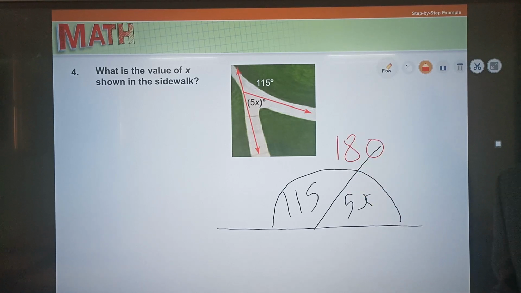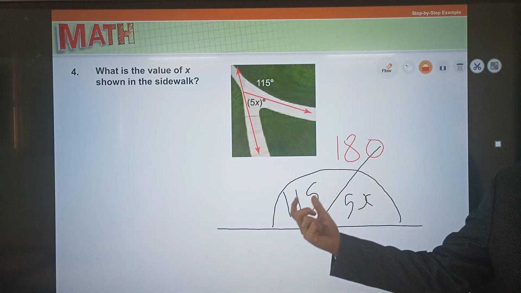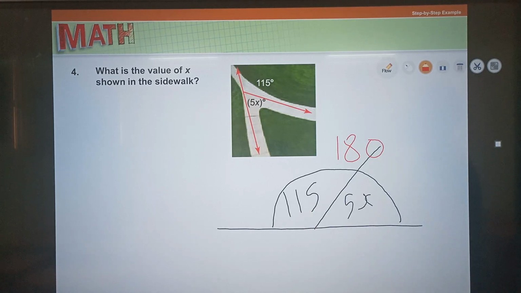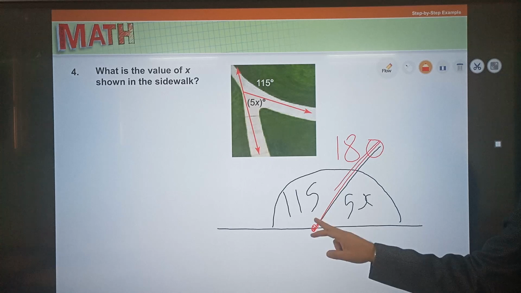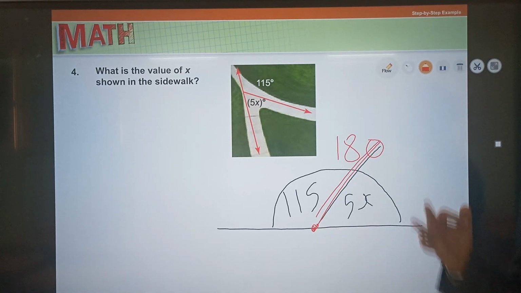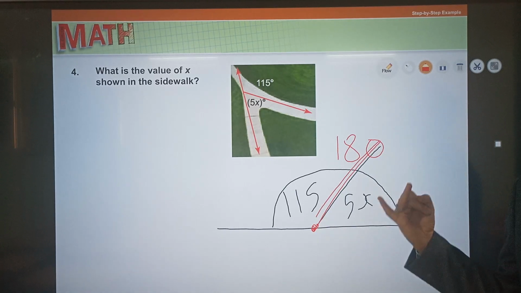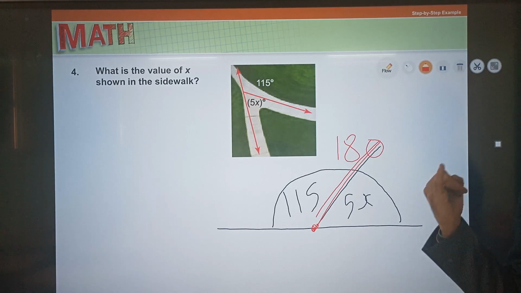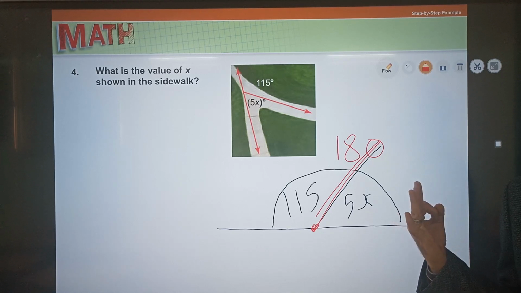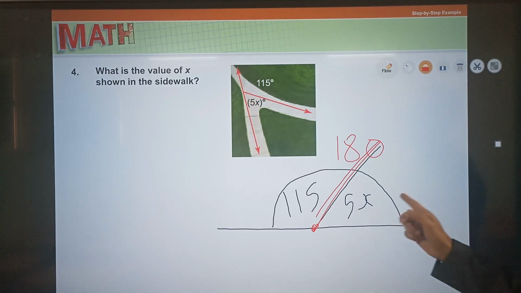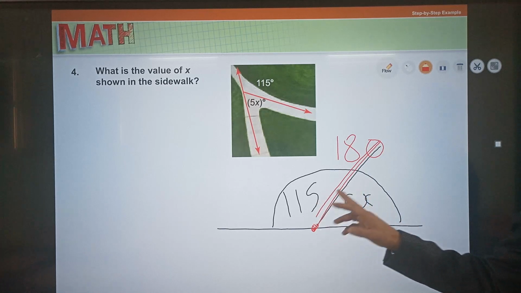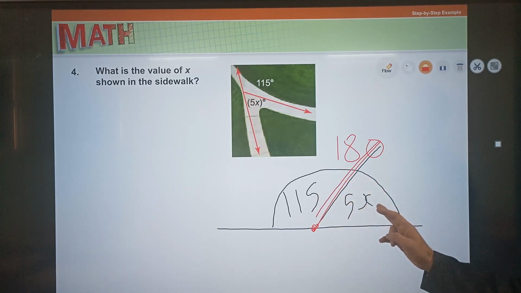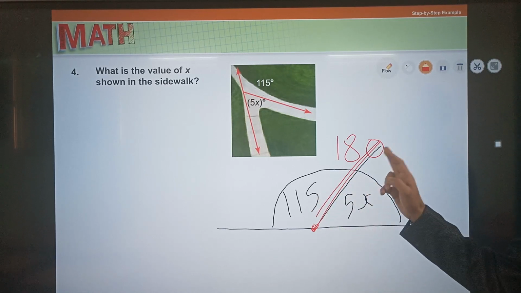So we have these two angles, this pair of angles are adjacent angles. Why are they adjacent? Common vertex, common side, outer arms in different directions. These two angles, I can call them adjacent angles, and they make a straight line. So the sum of the pair of angles is equal to 180.